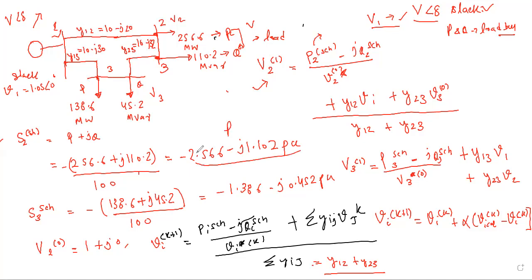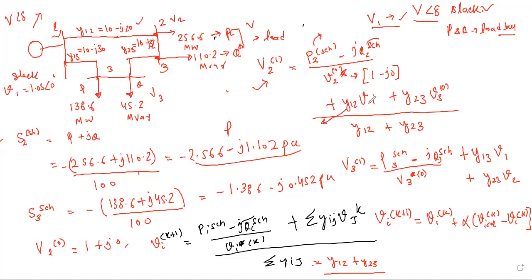The P value is minus 2.566. Then this value of q is 1.102. v2 is the initial estimate that you are going to take, 1 minus j0. Then v12, you saw that the value of v12 is 10 minus j20. Here you can see v12 is 10 minus j20.